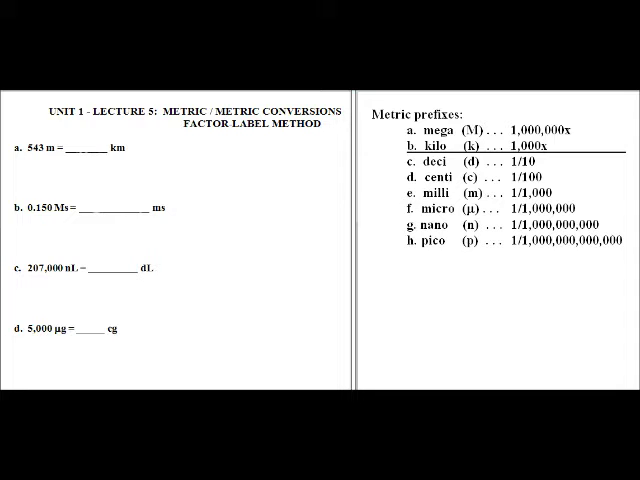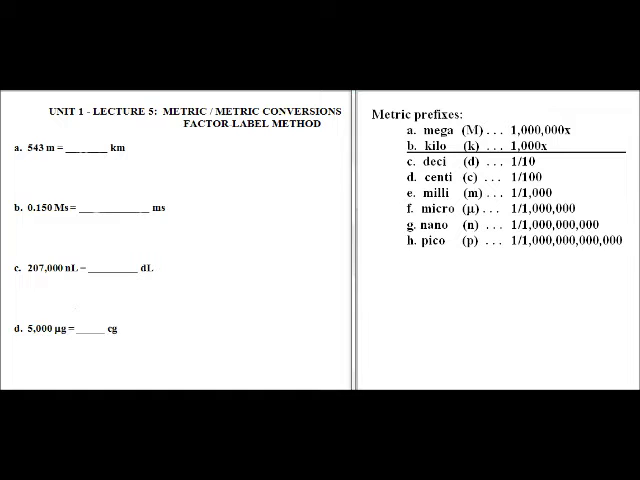If we look at our baseline for the first example, we have meters. We're going to be going to kilometers. Using the chart, we can see that kilo is 1,000 times more than the baseline. This means that for every 1,000 meters, there's 1 kilometer. So the fraction, the way that we would set it up, is 1,000 meters to 1 kilometer.